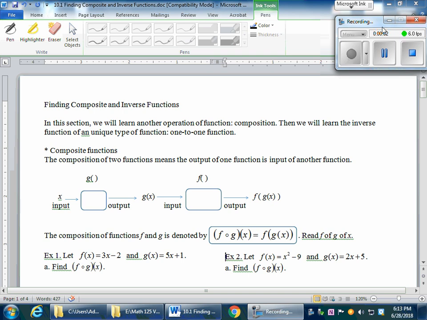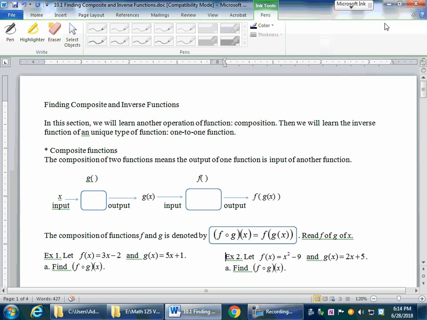10.1. In this section, we're going to look at composition functions and inverse function. The inverse function is important for the following sections in this chapter. Composition functions is basically a function within another function. That's what we're going to look at first.